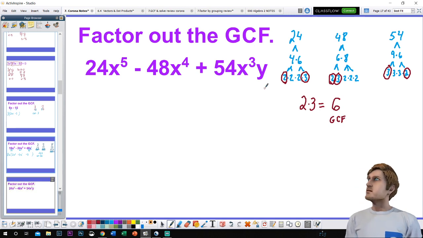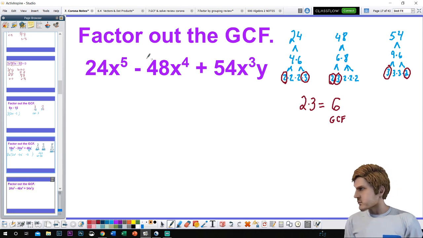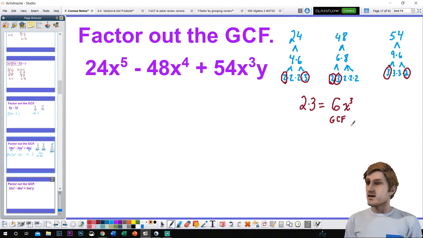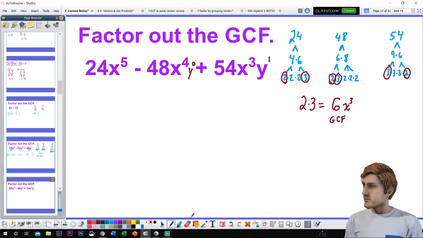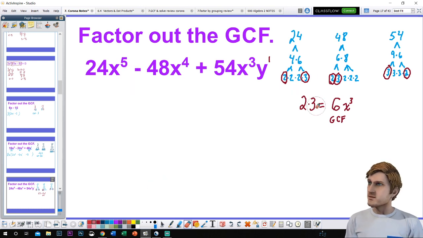Now I have 2 different letters in this. I notice that my smallest exponent for the x's is 3, so this is going to be x cubed. Now I also have a y. This is y to the first power. What's y's exponent here? Well, you don't see a y, so because you don't see it, that's the same as y to the 0 power. So we're really not even going to worry about the y because there's no y's here to put. So it's just 6x cubed, and that's all.